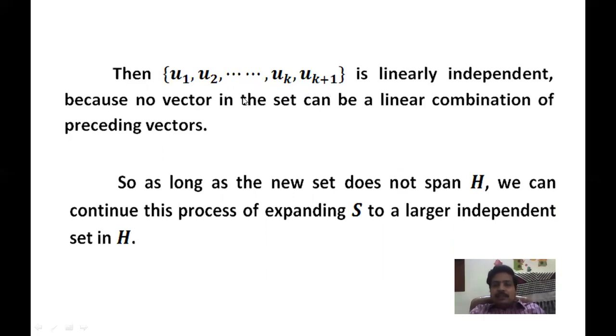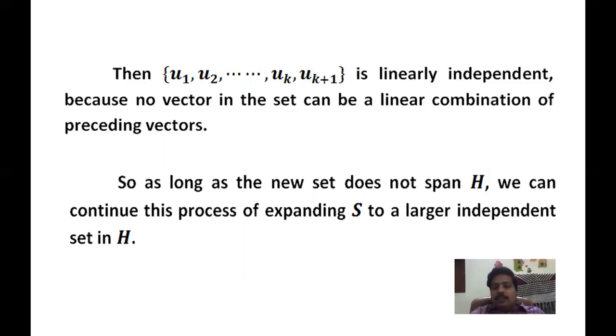If this is not spanning H, then there must be some other vector, we named it u_{k+2}, such that it is not a linear combination of these vectors. So I can add that u_{k+2}. If that is spanning H, our search will end here. That will be our basis. Otherwise, there will be another vector which is not a linear combination of those u_{k+2} vectors. So I can add some more vectors.